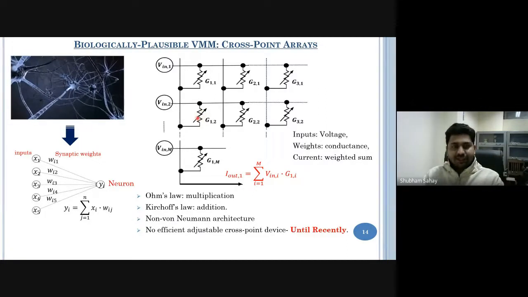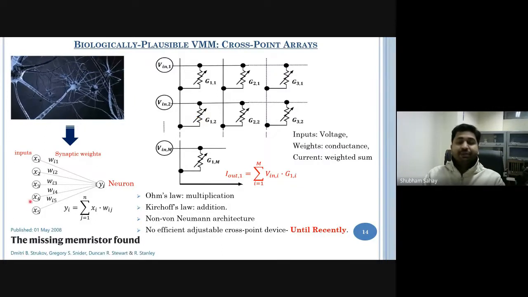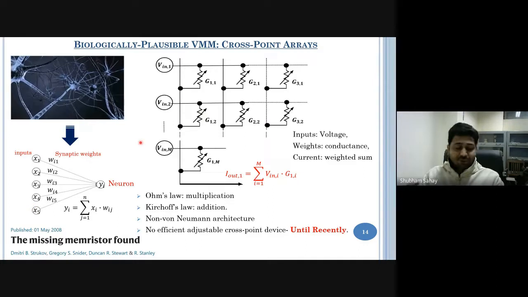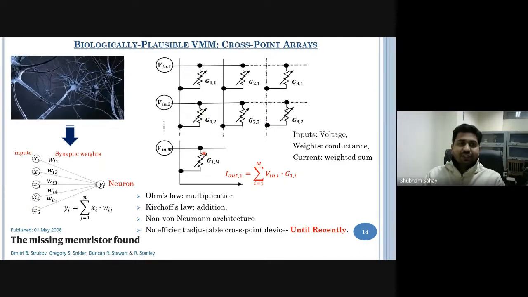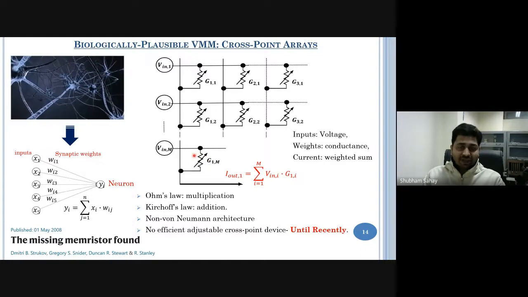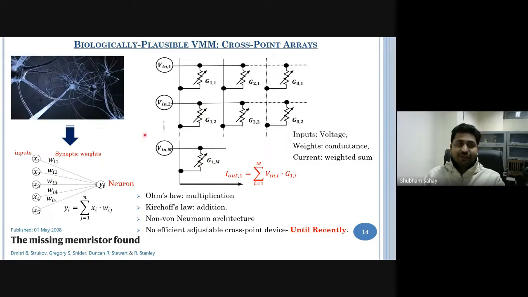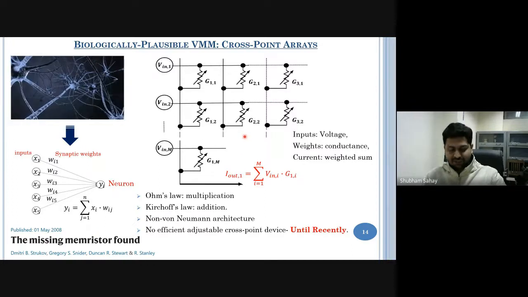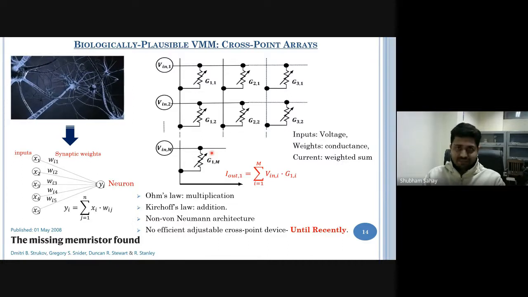What changed recently? So in 2008, my postdoc supervisor, Professor Dimitris, took over at UCSB. While he was a postdoc at HP, he came out with these two-terminal devices which could actually store the weights for a long period of time, and where you could also tune these weights by using electrical pulses. So this paper in Nature, 'Missing memristor found', actually talks about this new class of devices which are two-terminal, where the weights can be tuned. Also, the weights can be stored for several years, right?